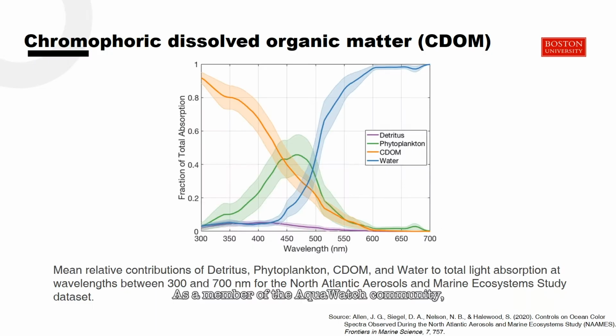As a member of our AquaWatch community, I think you are already familiar with CDOM, the chromophoric dissolved organic matter. CDOM has strong absorption in the UV and blue band. It makes CDOM one of the major controls of water body color. CDOM helps us to monitor water quality with remote sensing and provides information on the aquatic carbon pool.